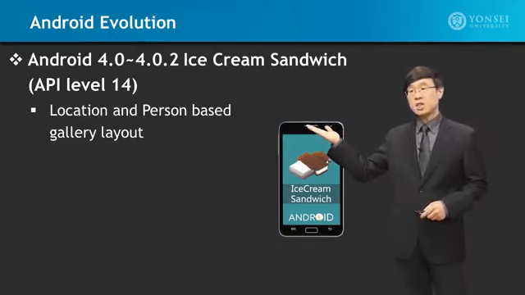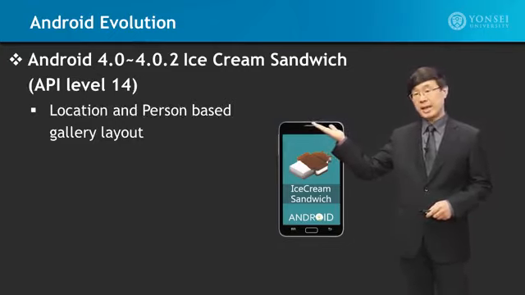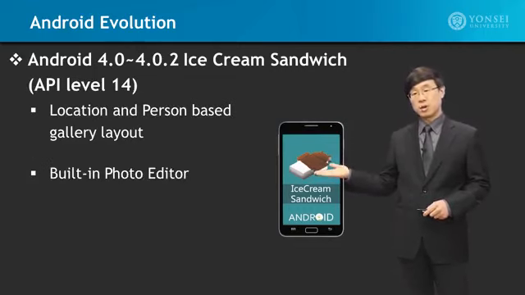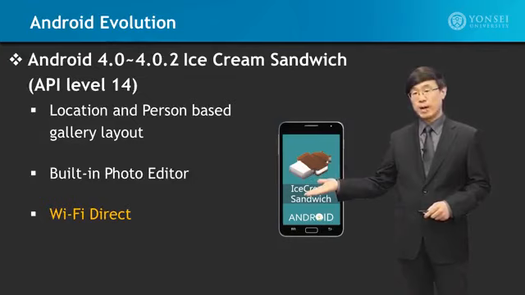In addition, location and person-based gallery layout was a feature that was added. Built-in photo editor was added. Wi-Fi Direct was added as well.